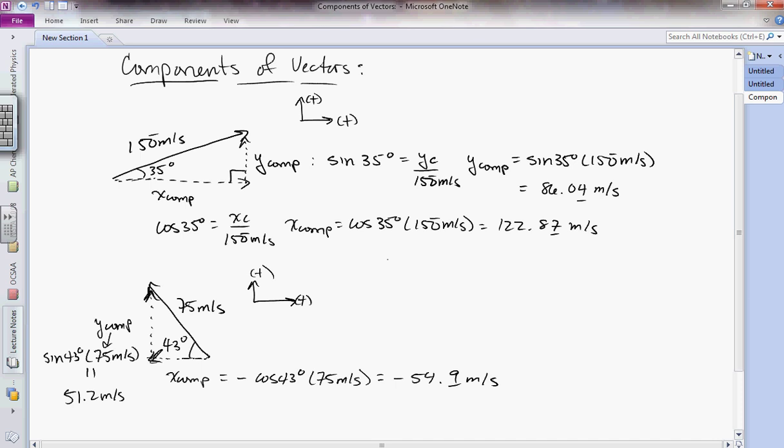And always make sure that you define your coordinate system and that you are consistent with that. So if something is pointing in the negative direction, make sure you put a negative in front of that component when you work the problem.